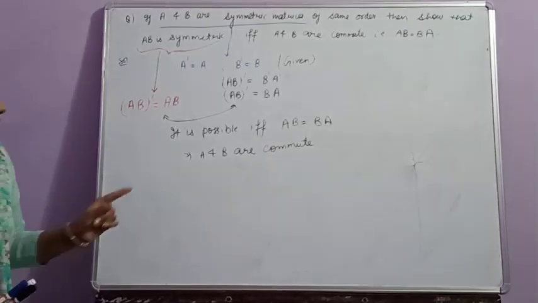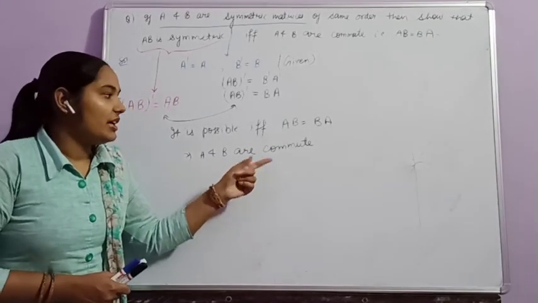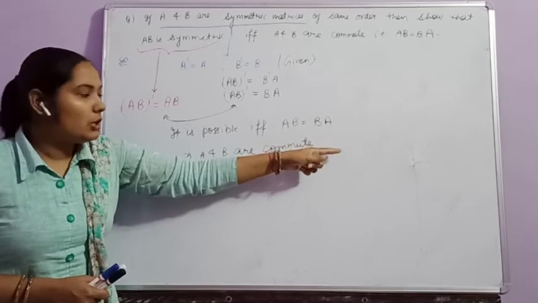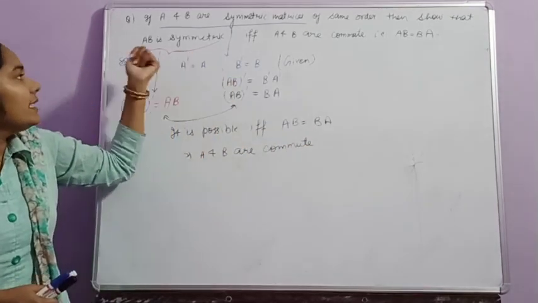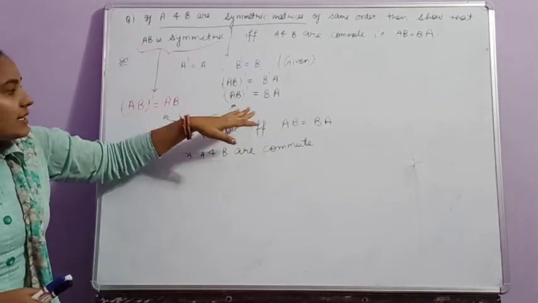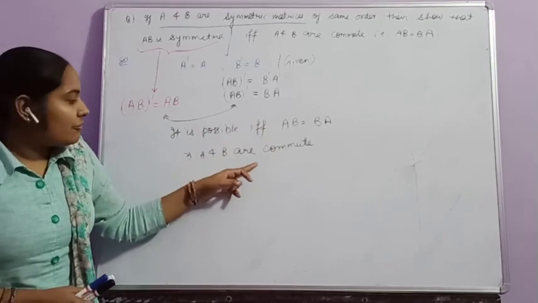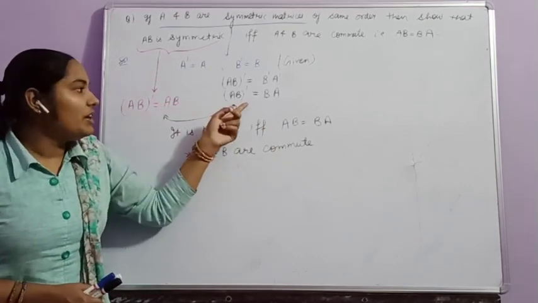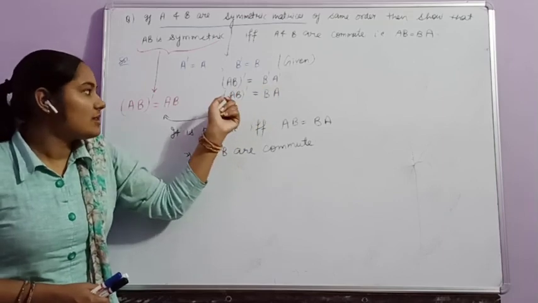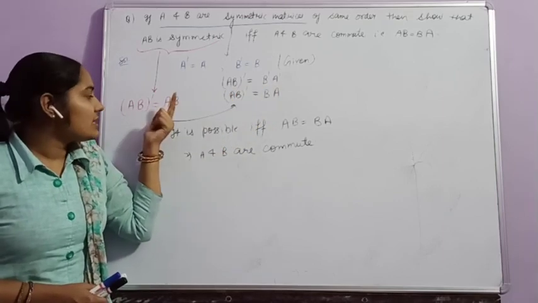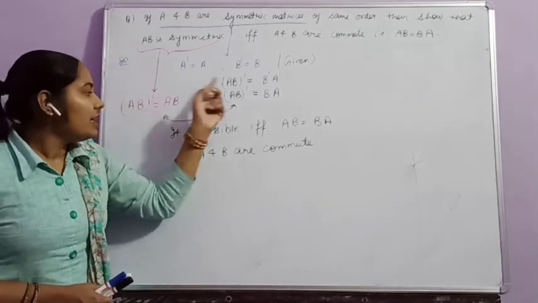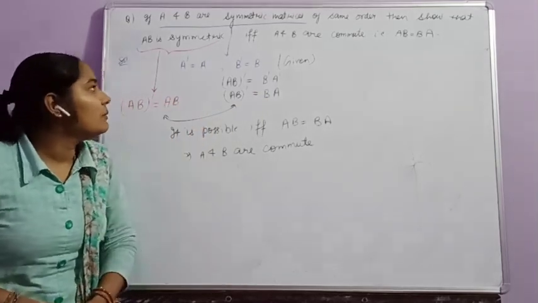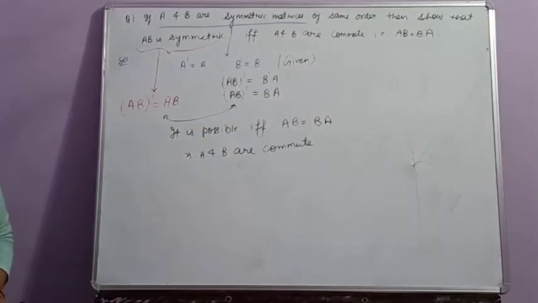Or vice versa, if A and B commute with each other, it means AB is equal to BA, given to us, then we have to prove that AB is a symmetric matrix. Then we know that if A and B commute, then AB transpose is equal to B transpose A transpose, which is BA, and that is equal to AB, that is symmetric. It means both are equal, so AB is a symmetric matrix. Clear?